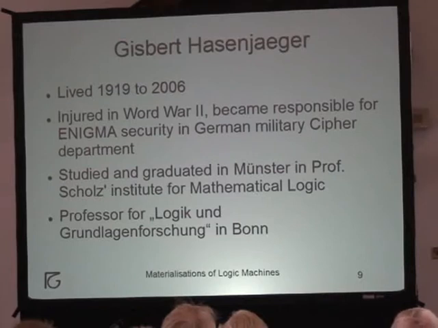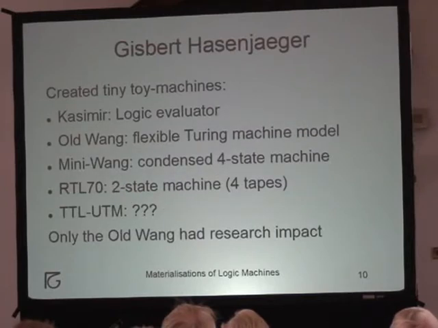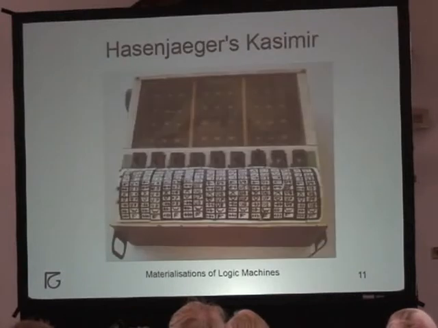He had already started in Münster building the machines I'm going to present to you. Here is just an overview of all the machines I'm going to present today: a logical evaluator, a flexible Turing machine model, a condensed Turing machine model, and two machines we have not yet analyzed in detail. Although the first of the Turing machines had a real research impact, as far as we know, the second one is better to show, so I will devote a longer part of my presentation to it.